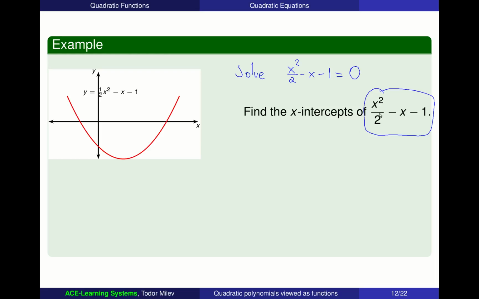Well, we notice that here the coefficient of x squared is 1/2, right? I'm having x squared over 2, but x squared over 2 is the same thing as 1/2 times x squared. So I can rewrite x squared over 2 minus x minus 1 as 1/2 x squared minus x minus 1. Okay, so that's how I can start.